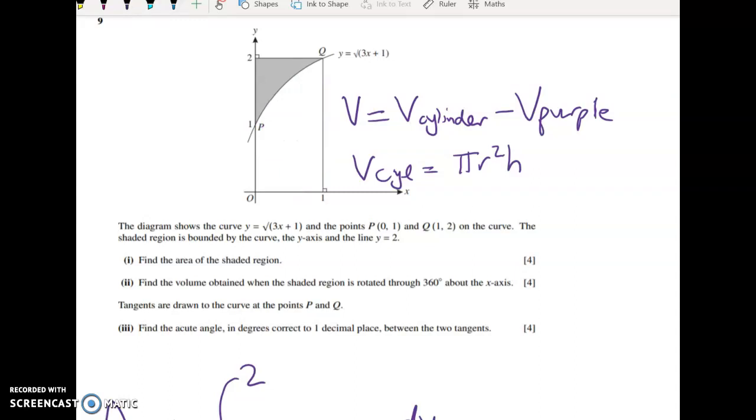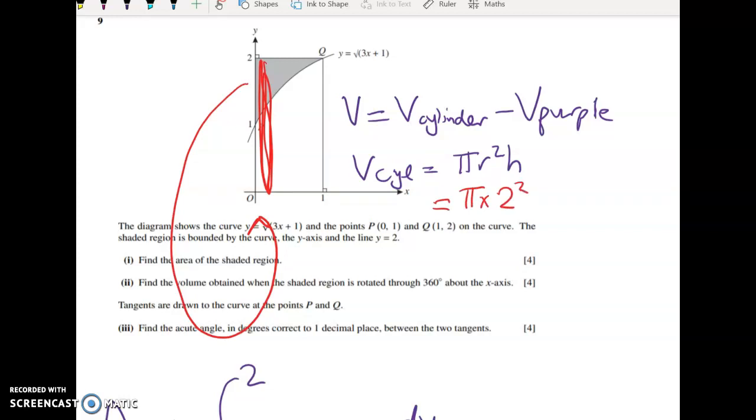So we can think of this here. This is my radius, right? The cylinder's formed, it's a big cylinder, and the height is 1. So it's going to equal pi times 2 squared times 1, which is 4 pi.